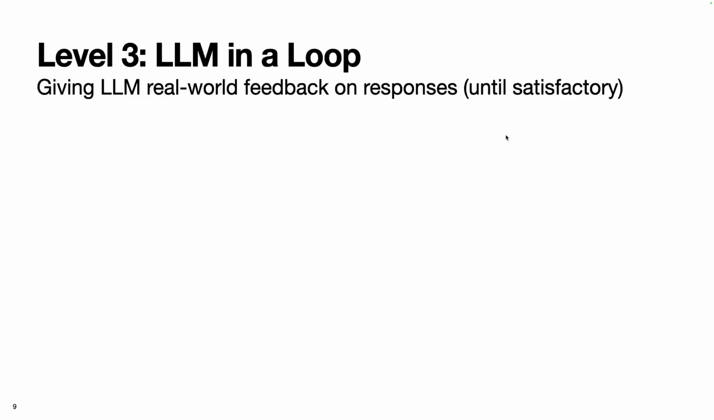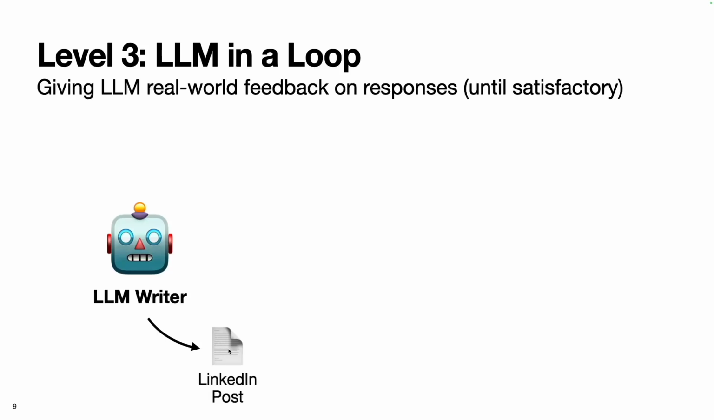So to give a concrete example, let's say I wanted to have an LLM system, an agentic system, write LinkedIn posts for me. So I might have an LLM writer. It's going to write a LinkedIn post for me. And then what I'm going to do is pass this post through various sets of evaluations.